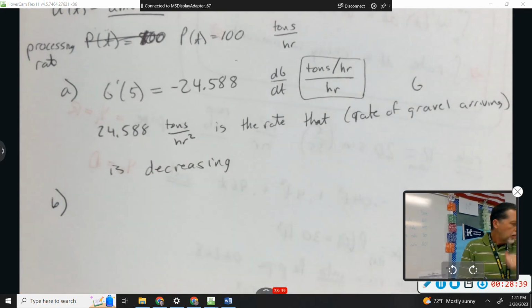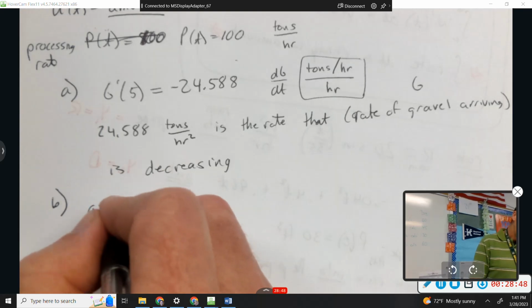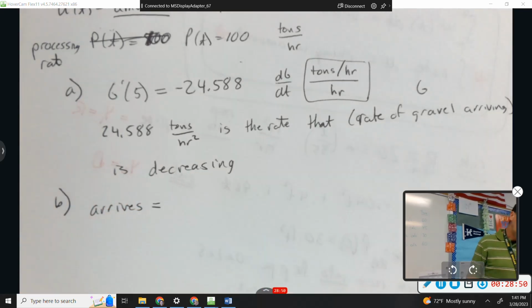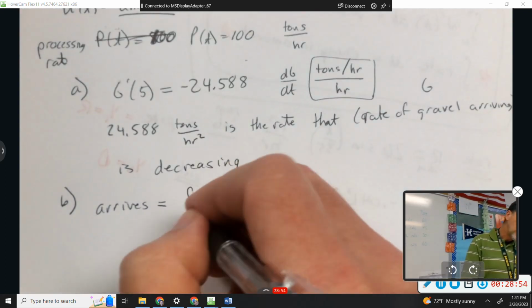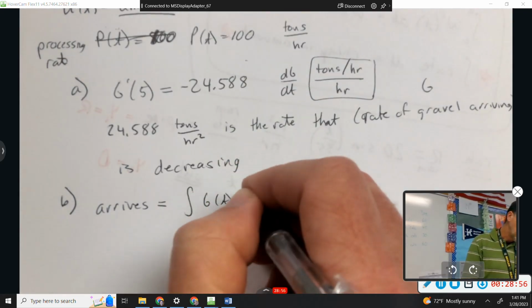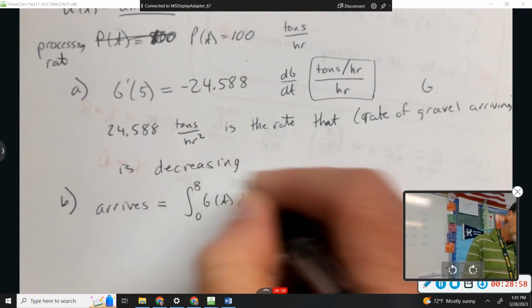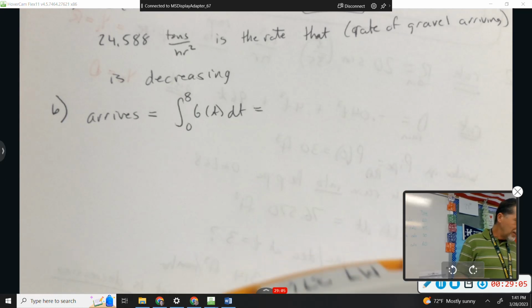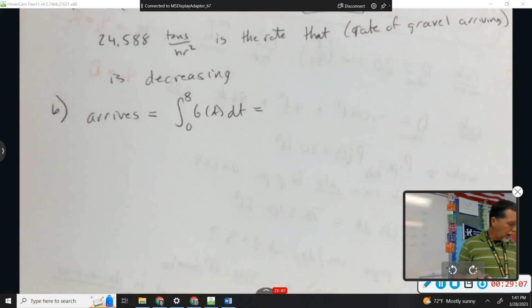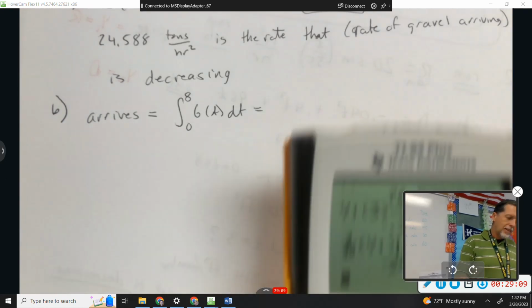Part B, find the total amount of unprocessed gravel that arrives at the plant during the hours of operation on this workday. So, the amount that arrives, the total amount, that would be the integral of G from 0 to 8. You start to get the hang of these problems, especially when we group them together like this. And you're like, oh, they're kind of all the same, whether it's snow or rain or grass. It's just the same thing.